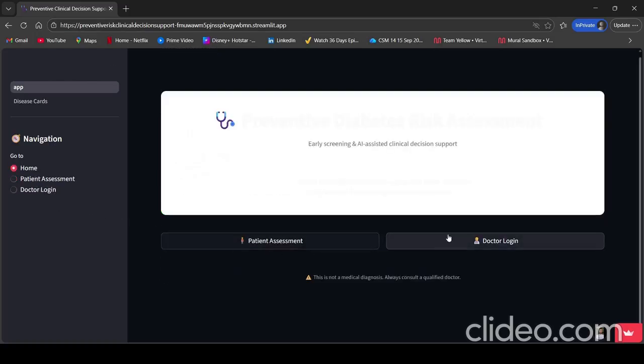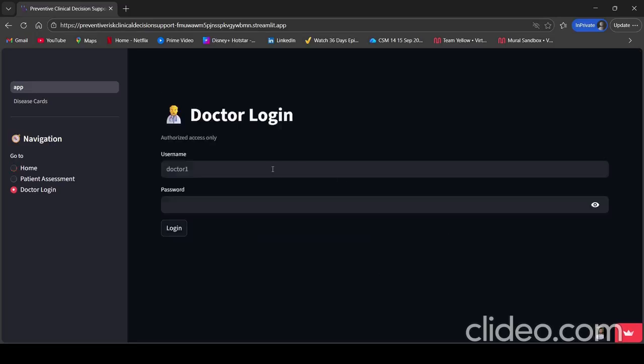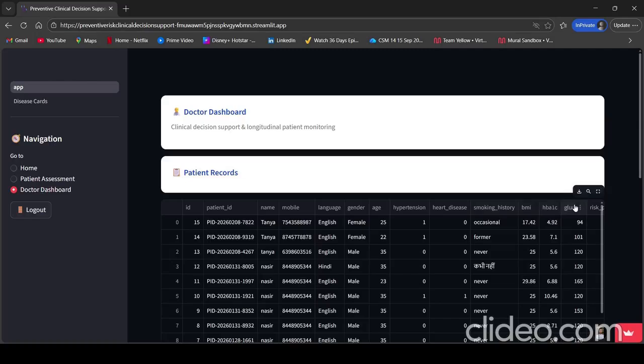Back on the home page, I'm clicking on doctor login. I'm entering the login details, username doctor1 and password. Click on login. For clinicians, we provide a structured dashboard. It includes risk probability, risk category, contributing clinical drivers, recommended next steps, and longitudinal monitoring capability.